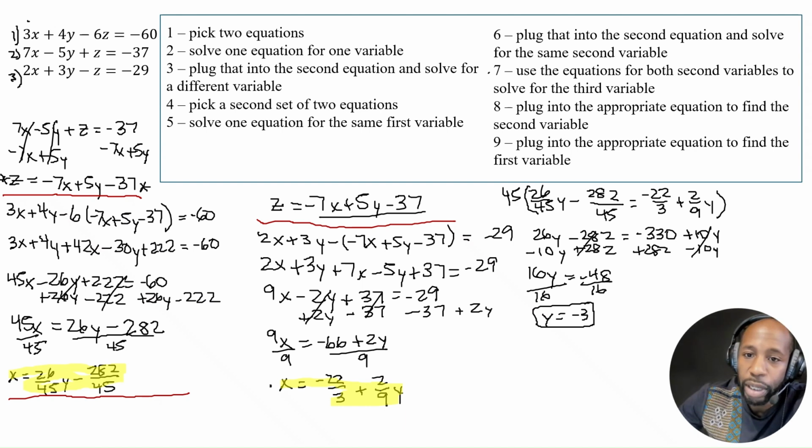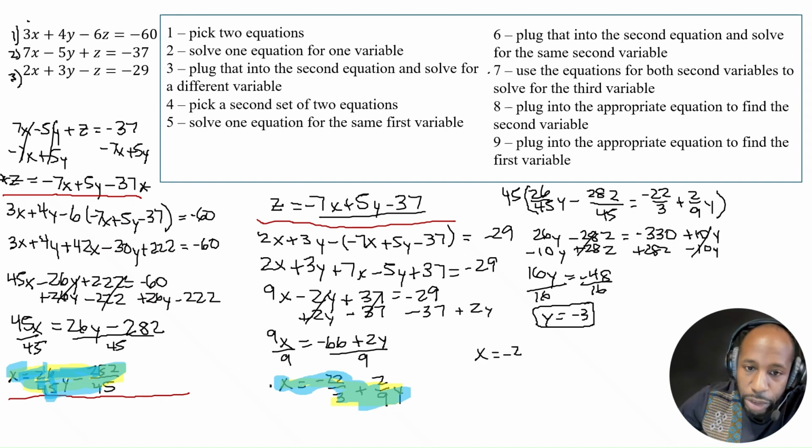So now we want to plug this y equals negative 3 into the appropriate equation to find the second variable. So we can plug this y equals negative 3 into either this one or this one. It doesn't matter, okay? Since we already saw for x, it should be the same because it's a system. All right, so let's just plug it into this second one here. So x equals negative 22 over 3 plus 2 over 9y, but y is negative 3.